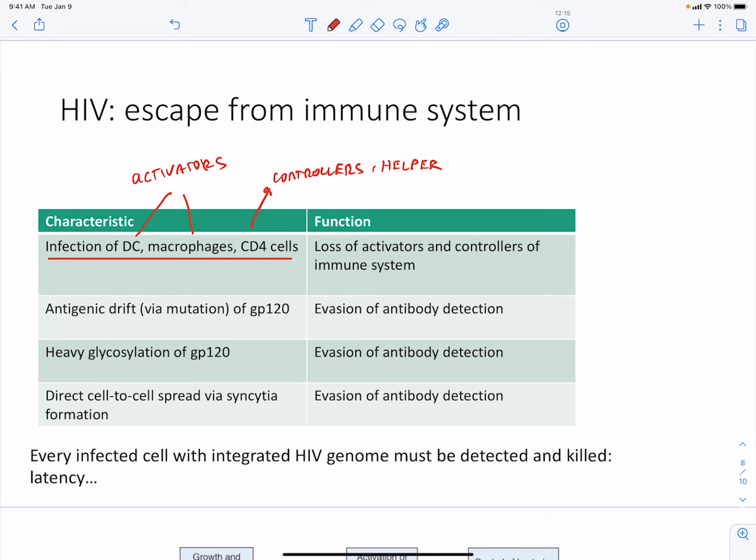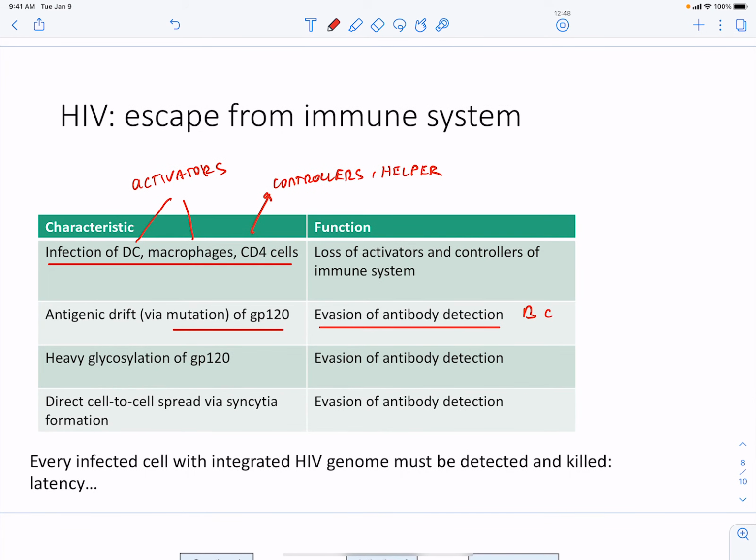And so they're going to help make sure that the immune response is correct if you have a bacterial infection versus a virus infection versus a fungal infection, etc. So because these are going to be targeted by the virus, you're going to have a loss of your activators and controllers. You also have high mutation rates of our GP120, and this is going to require our B cells to have to constantly be changing their antibodies. And remember, B cells need CD4 T cells.